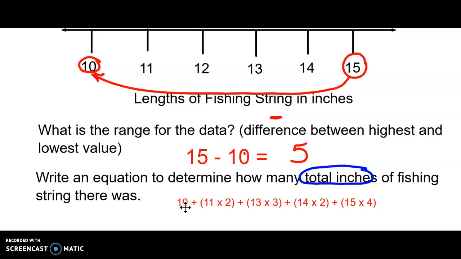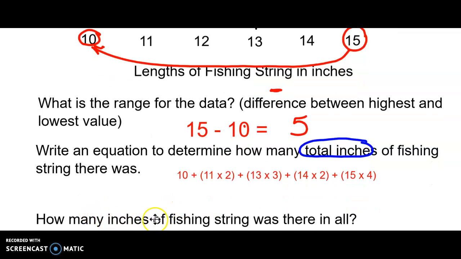So we've used our parentheses and our order of operations in order to group this information. So now when I go down here and say, now I want to know how many inches of fishing string there were in all, now I have to solve this equation. Instead of using multiplication, you have a choice here. You can use addition, okay?